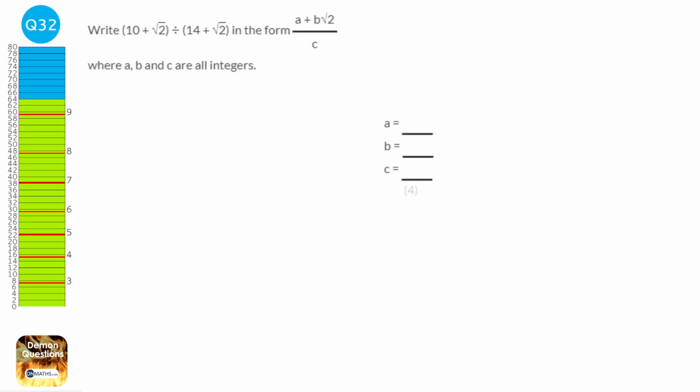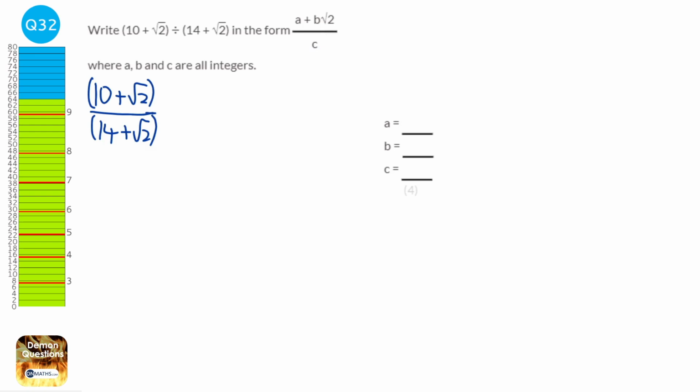So for this question, first thing to notice is there's a divide there, and we can actually just write this as a fraction. So 10 plus root 2 over 14 plus root 2. I'm going to keep the brackets there. We don't need them when it's in a fraction, but it will help us for the next step. So we're asked to change this into a fraction without a surd at the bottom. And so it's basically asking us to rationalise the denominator.